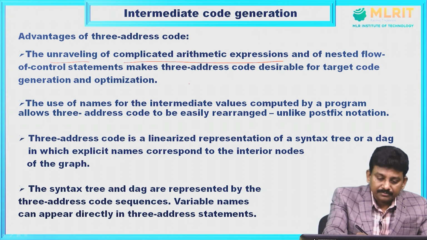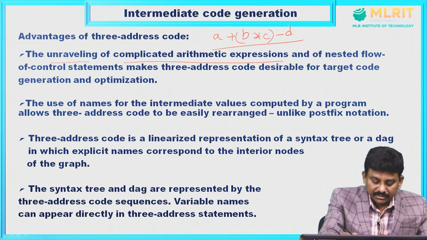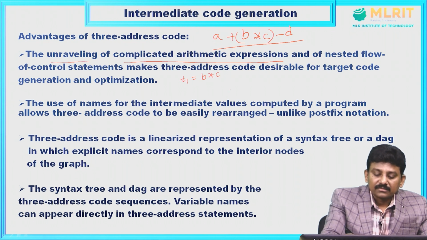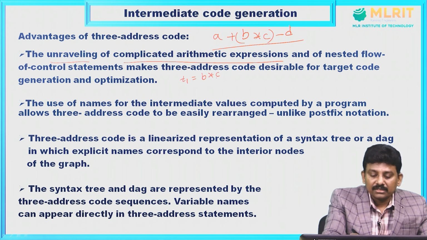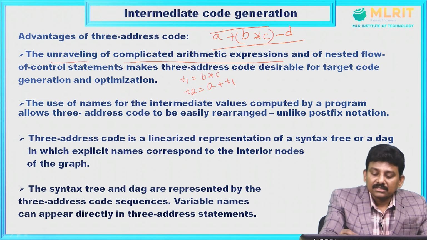For example, A plus B star C minus D is an expression. This will be converted into 3 address code like this, taking a temporary variable T1. T1 = B star C. B and C are multiplied and the result is assigned to temporary variable T1. Next, T2 = A plus T1. T1 represents B star C. So, A plus B star C is evaluated and stored in temporary variable T2.